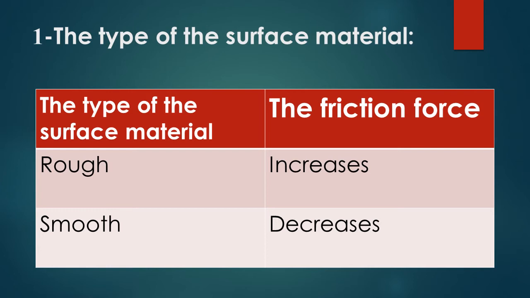Again, when the type of the surface material is rough, the friction force increases. And when it's smooth, the friction force decreases.